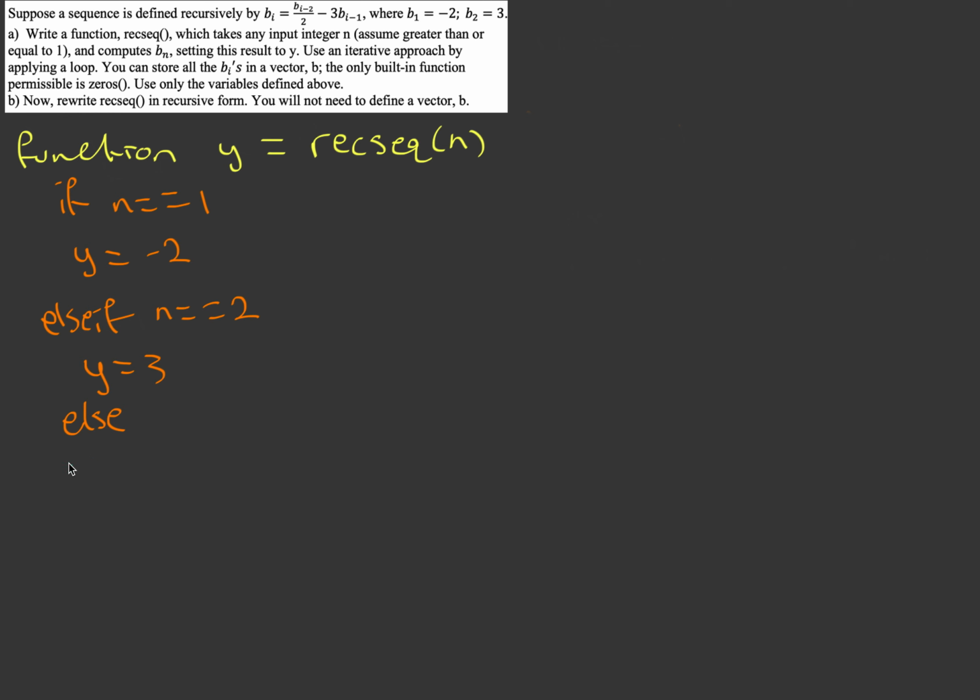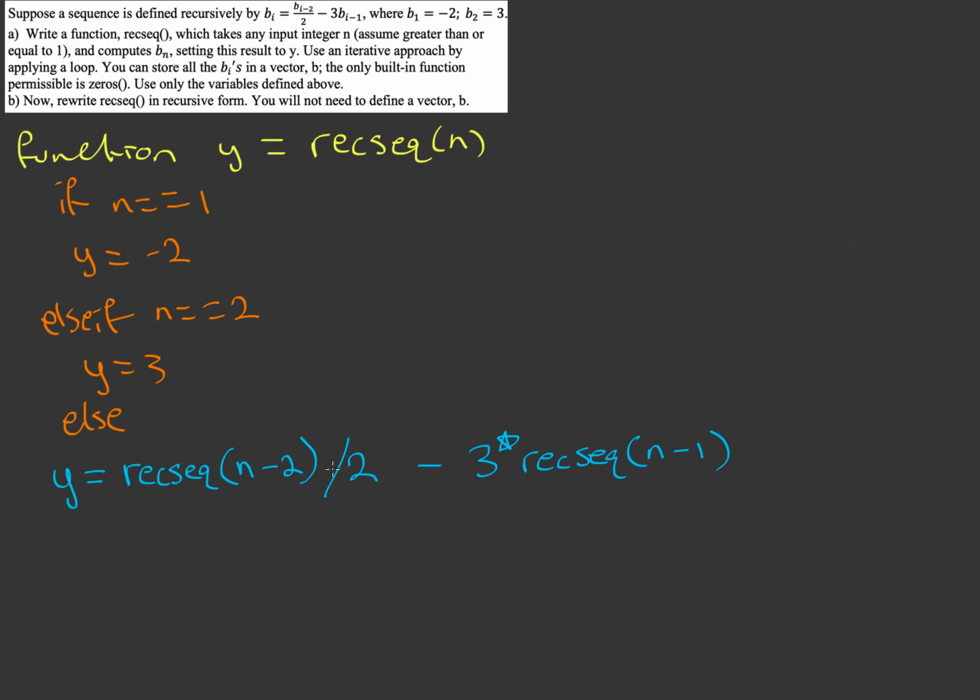So we're going to say y is equal to, we're going to have the function called by itself, but two terms less. So we're going to say recursive sequence of n minus 2, whatever was given to us, minus 2, divided by 2, minus 3 times the call of the function for n minus 1.